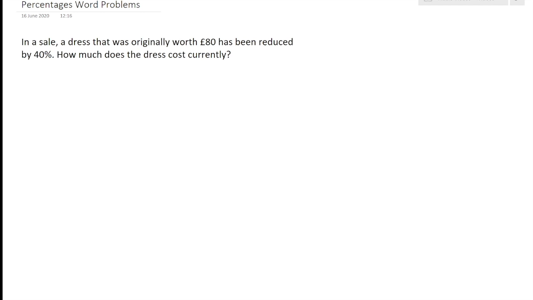We've got, in a sale, a dress that was originally worth £80 has been reduced by 40%. How much does the dress cost currently? So, what are we actually being asked to do? Well, we know the dress was originally worth £80, and it has been reduced by 40%. So what does that mean? It means we've got to take away 40% of £80 from £80.